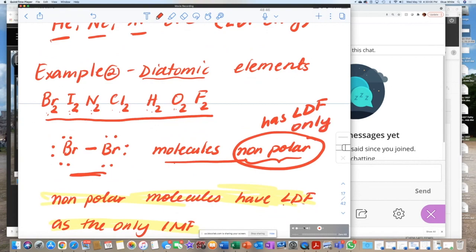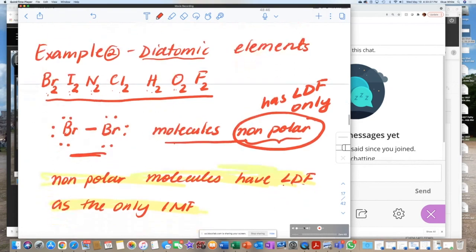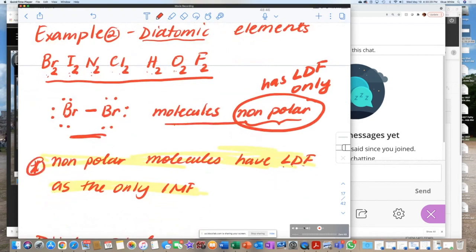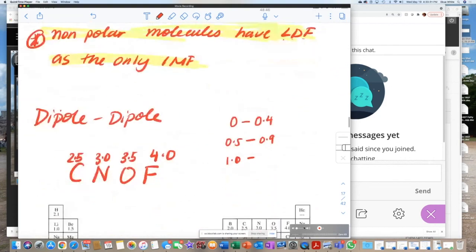So that's kind of all the theory behind it, right? You can kind of guess your way through your homework, but this is the theory that guides your answers, and that's why some answers are right and some are not. If you have a molecule, it has to be nonpolar. If it's nonpolar, it has LDF as its only intermolecular forces. So that's what I say here. Nonpolar molecules have LDF as their only intermolecular force.